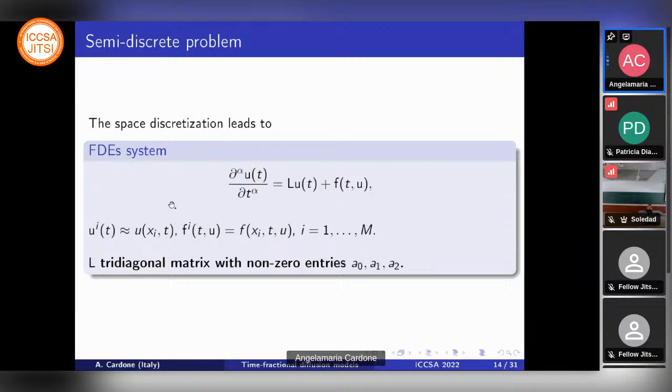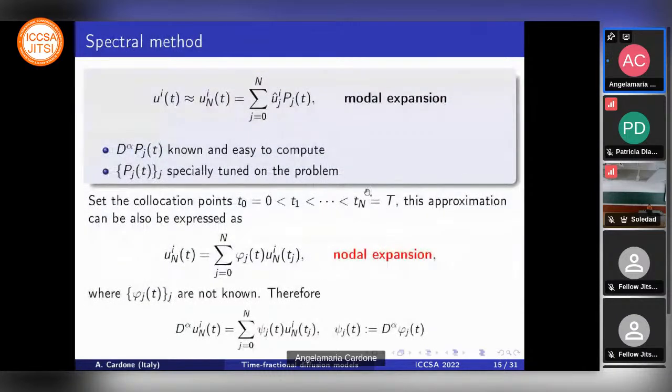So how to solve now this system, which can be quite large because M, the number of space points, can be large? We approximate each component of the solution as a linear combination of some functions pj, which are chosen in advance, in such a way that their fractional derivative is known and easy to compute. And moreover, we need that pj should be specially tuned on the problem.